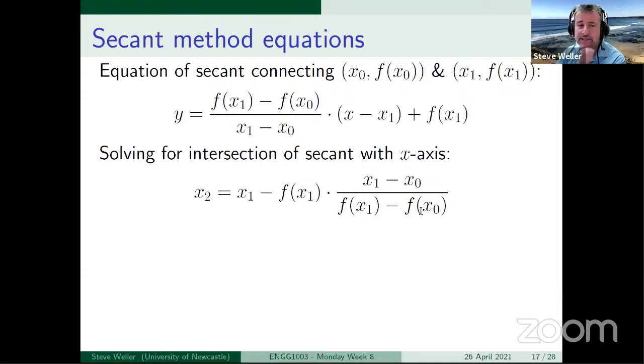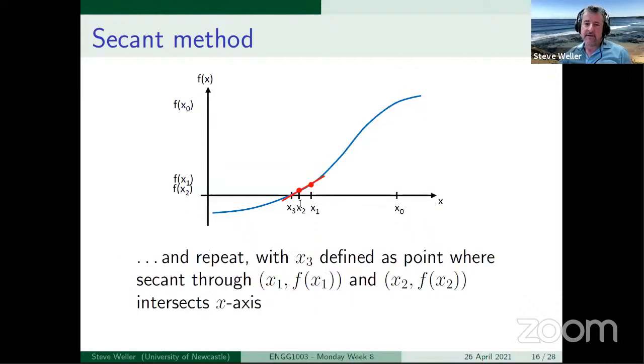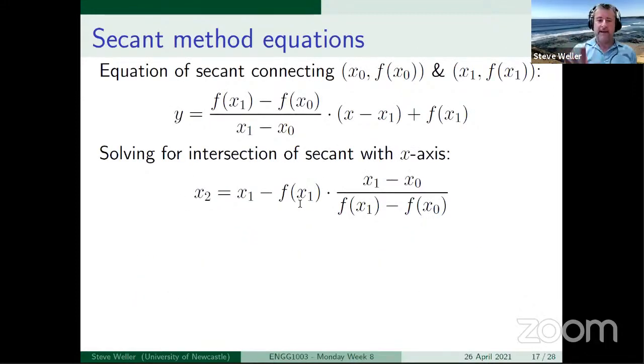So what this equation says is that if we know x0 and x1, we can compute the expression on the right-hand side and calculate x2. Remember, x2 was the point at which the secant, the line through these two red dots, intersected the x-axis. So I don't expect you to be able to look at that equation in the middle of the screen there and immediately make sense of it. That might take a little bit of time.